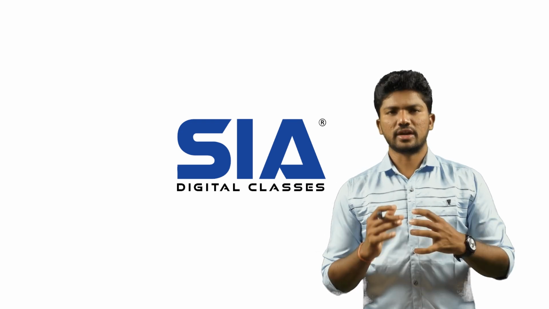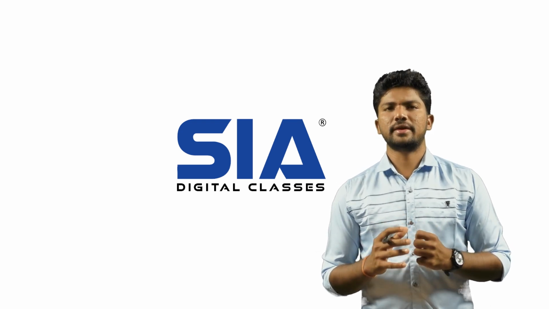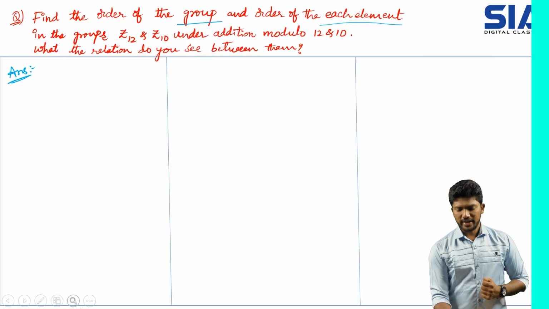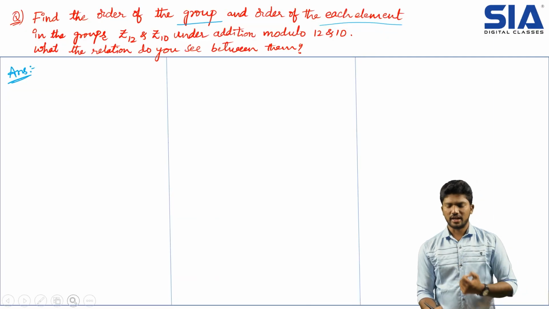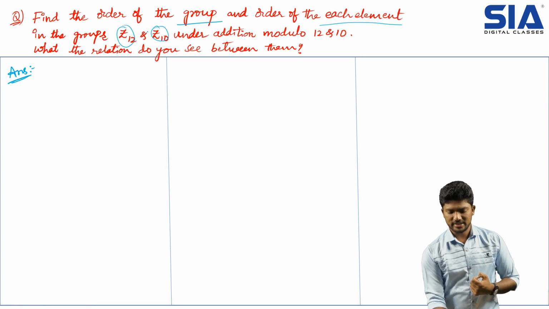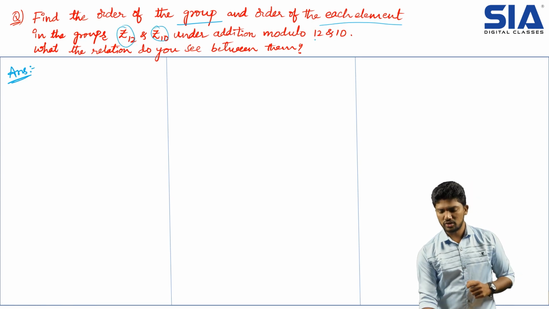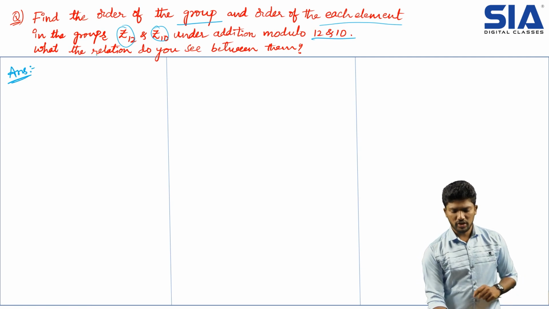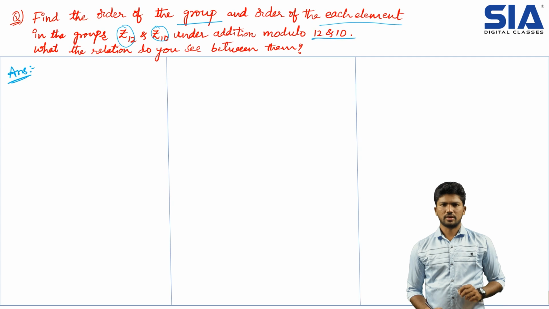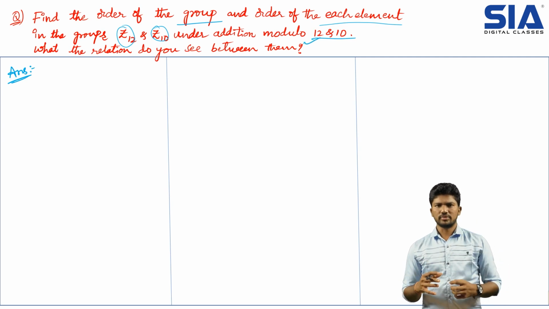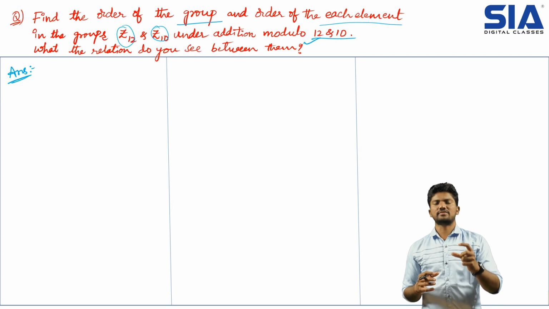In this lecture, we are going to discuss the order of an element under addition modulo. So let's see the question first of all. Find the order of the group and order of each element in the groups Z12 and Z10 under addition modulo 12 and 10. And again, he is asking another question: what do you see as the relation between them? After getting the solutions of the problem, what is the relation between the order of the group and order of the element? We have to conclude that.